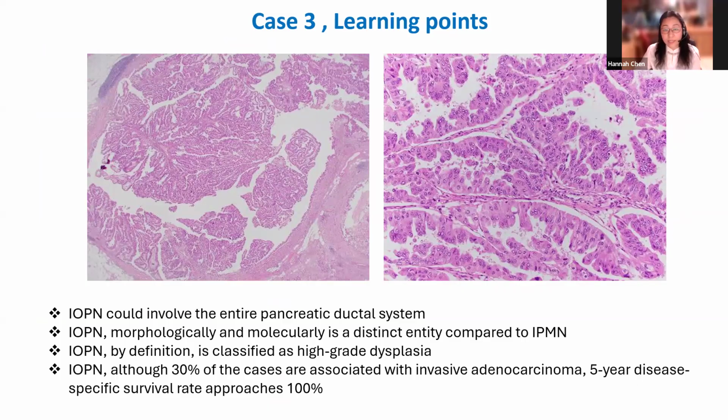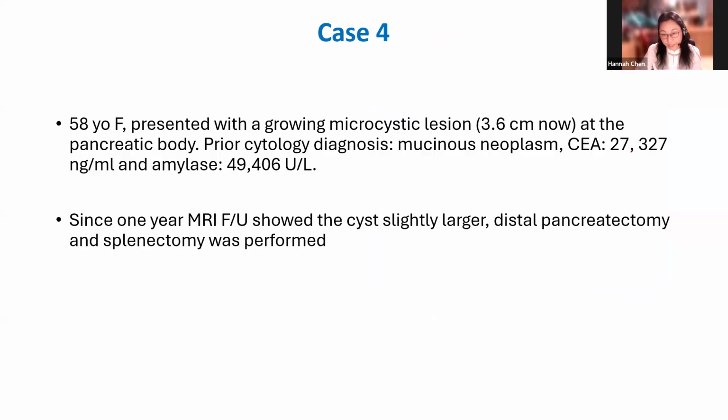IOPN is morphologically and molecularly a distinctive entity compared to IPMN. IOPN by definition is classified as high-grade dysplasia. IOPN, although 30% of cases are associated with invasive adenocarcinoma, has a 5-year disease-specific survival rate approaching 100%.